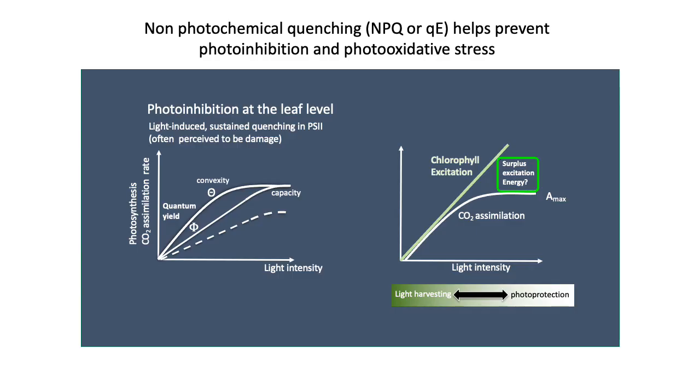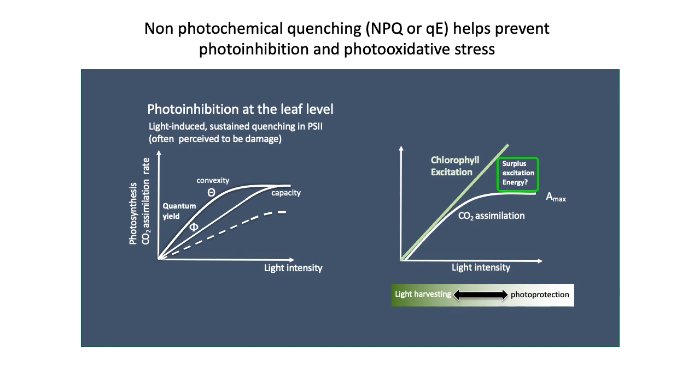Non-photochemical quenching is a photoprotective mechanism that helps to prevent photoinhibition. But what is the impact of photoinhibition on leaves? Well, photoinhibition is defined as light-induced sustained quenching in photosystem 2, which can be due to damage.